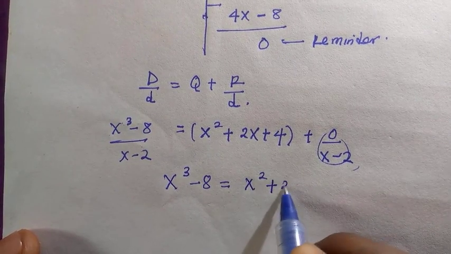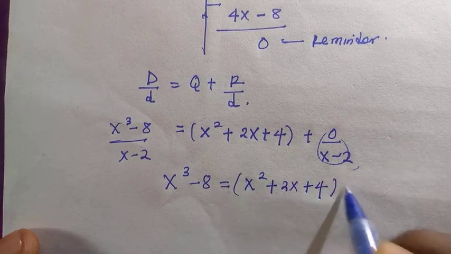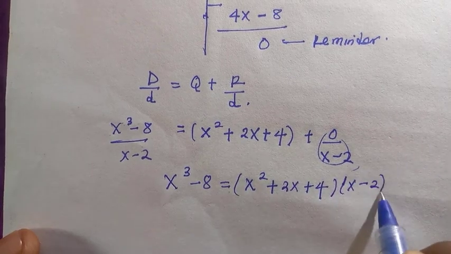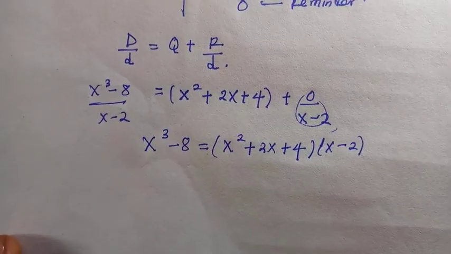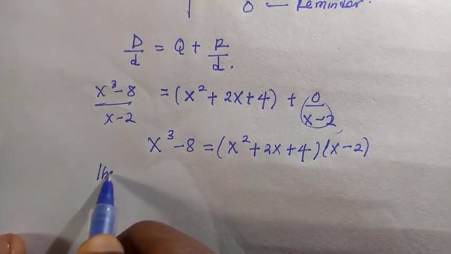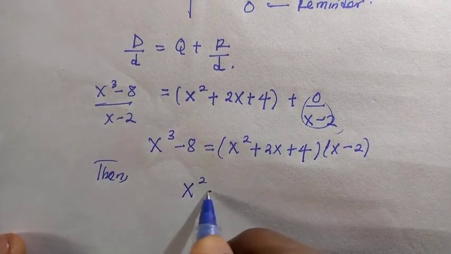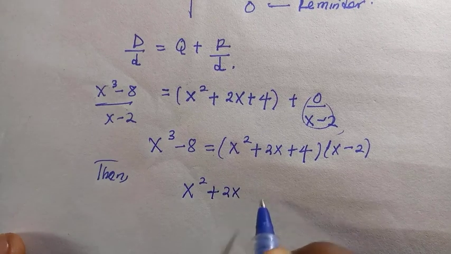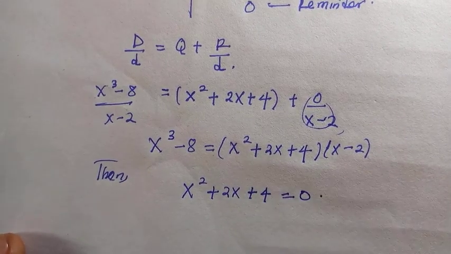As this one becomes 0, then we have x cubed minus 8 equals the bracket of x squared plus 2x plus 4, multiplied with x minus 2, which means that the entire right hand side are the factors of this. So then we want to obtain the complex roots of this. So we are going to consider only x squared plus 2x plus 4, which equals 0.